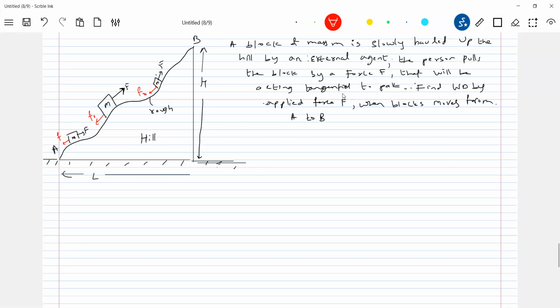So it will be slowly hauled up from rest to rest. What is the state of the block? Here at rest, and finally it will reach the point B and will be at rest there. Work done by the tangential force. Okay, we'll break up that path. So here, what is the frictional force? So I'll take a rough diagram.